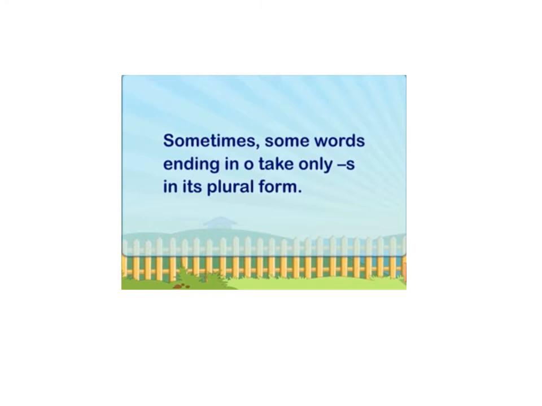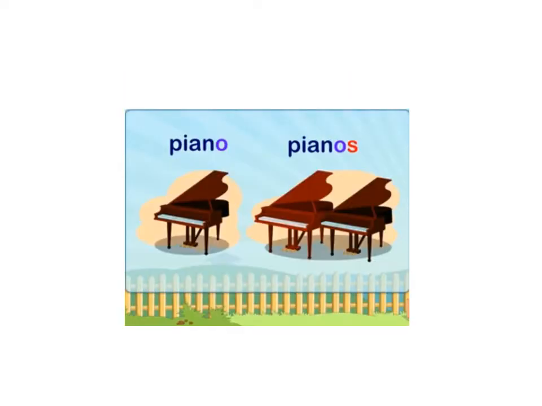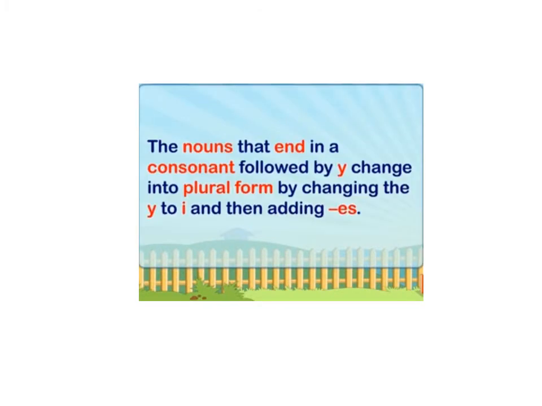Now see this. Sometimes some words ending in o take only s in their plural form. That means the word ending with o, to make it in plural form, we need to add s. Now see the example again. Piano, P-I-A-N-O. The word ends with o. Here, to make it in plural form, I am going to say pianos, P-I-A-N-O-S. Pianos.